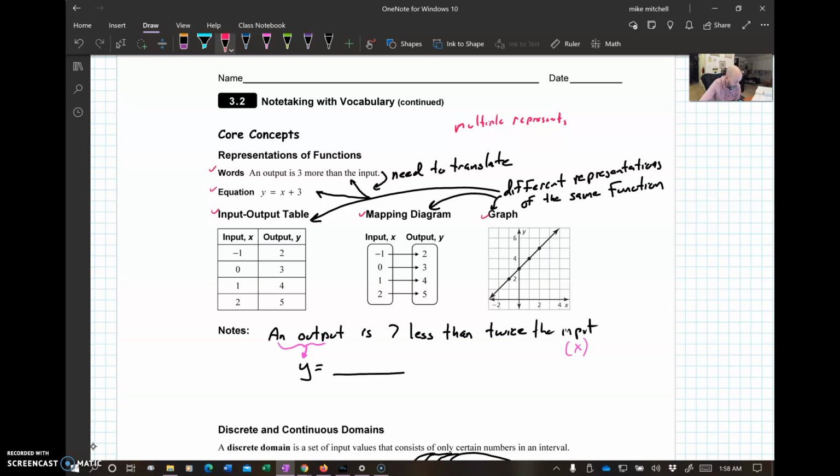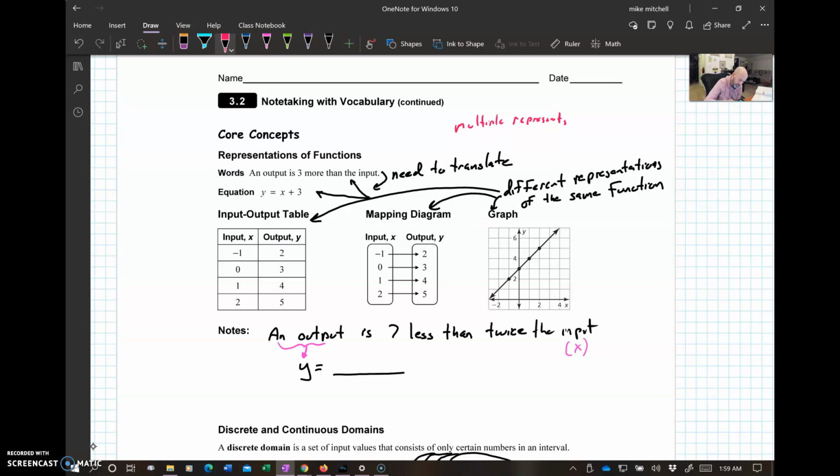I'm adding 3 to it. That's how I know the output's going to be 3 more than the input. I add 3 to it. You can see it in the table. 2 is 3 above negative 1. 3 is 3 above 0. 5 is 3 above 2.